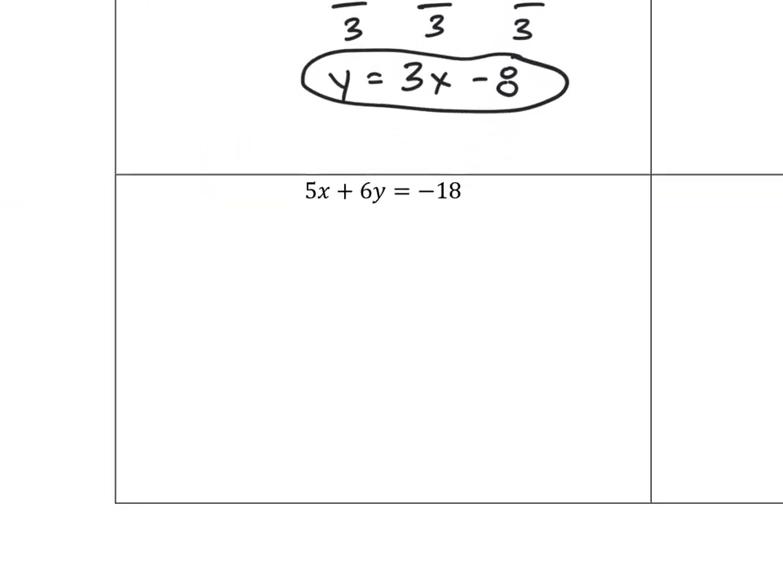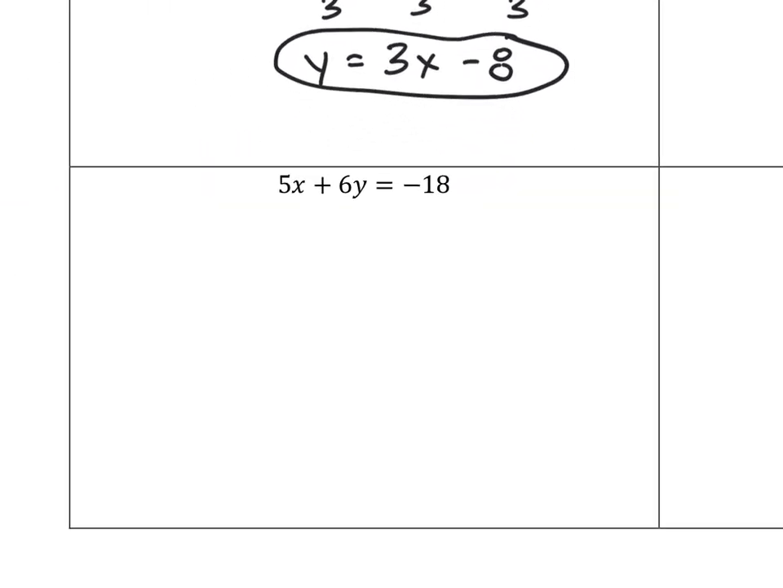Okay, so this one, slope or standard? Standard, right? Make sure we can identify it. So it's standard, so we need to change it to slope, right? Okay, so what do we do? Good. Subtract 5x from both sides. 6y equals negative 5x minus 18. Now what?